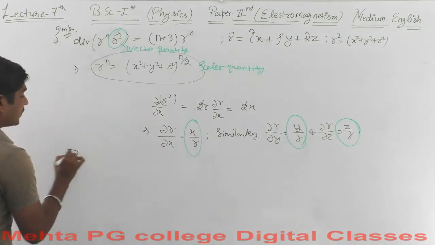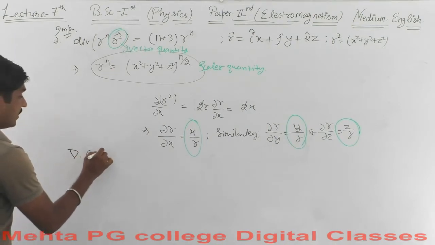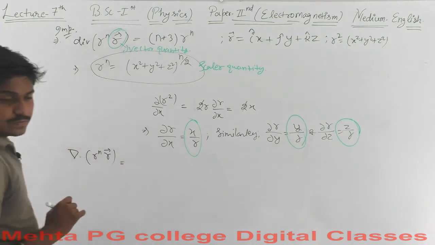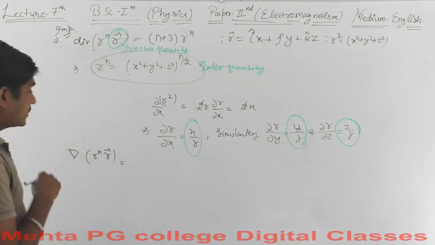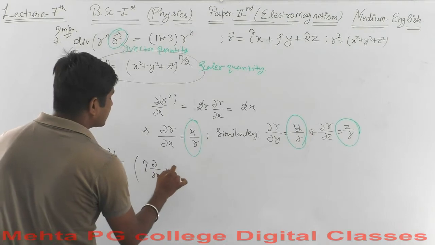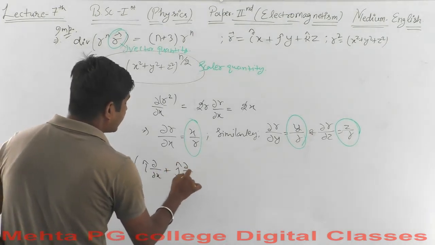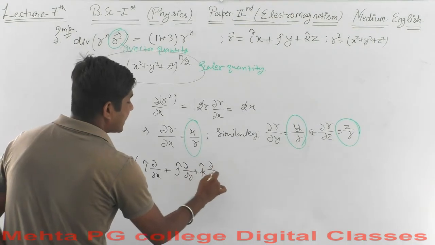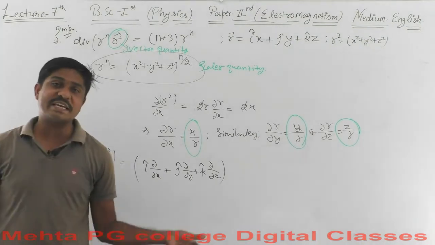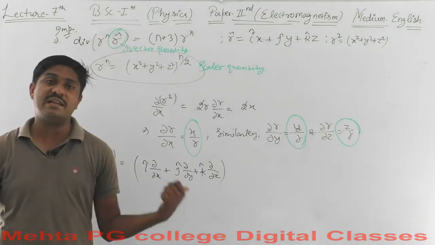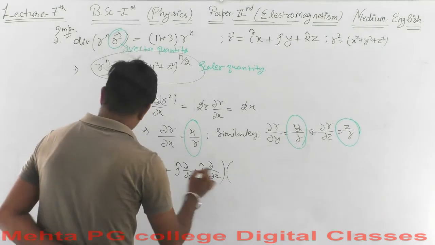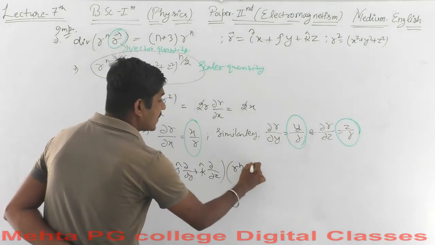Let's take the divergence, del operator dot r raised to power n r vector. So this is equal to the divergence, where the del operator is i cap del over del x plus j cap curly over curly y plus k cap curly over curly z. If you don't know what this symbol is called, you can say it as del, or for simplification let me call it curly, because this is the partial derivative, with r raised to power n and r vector.